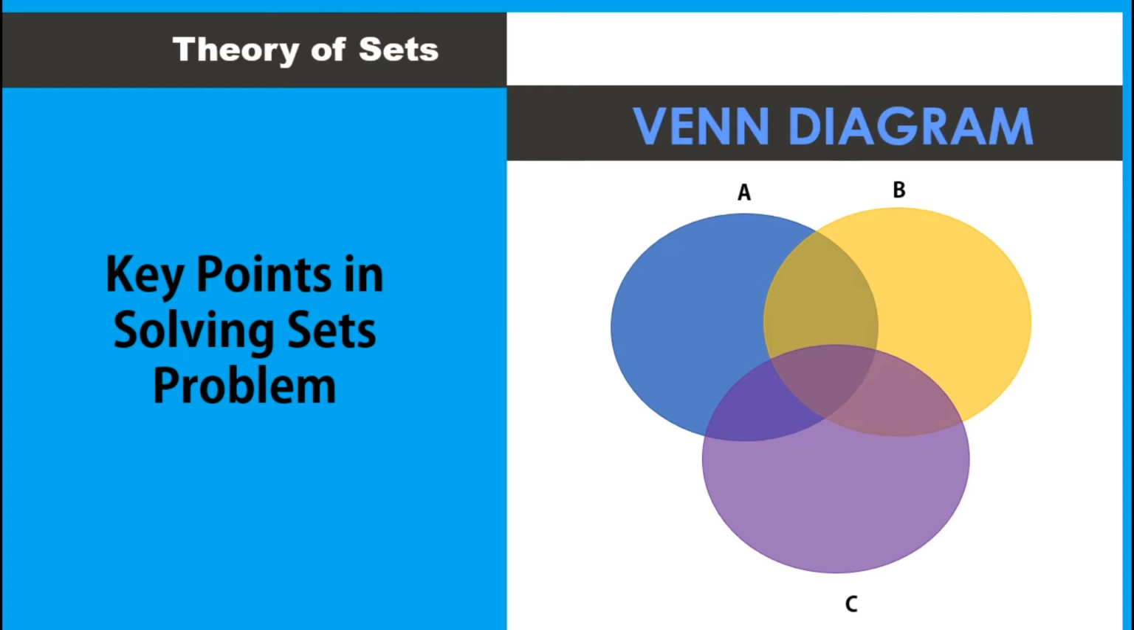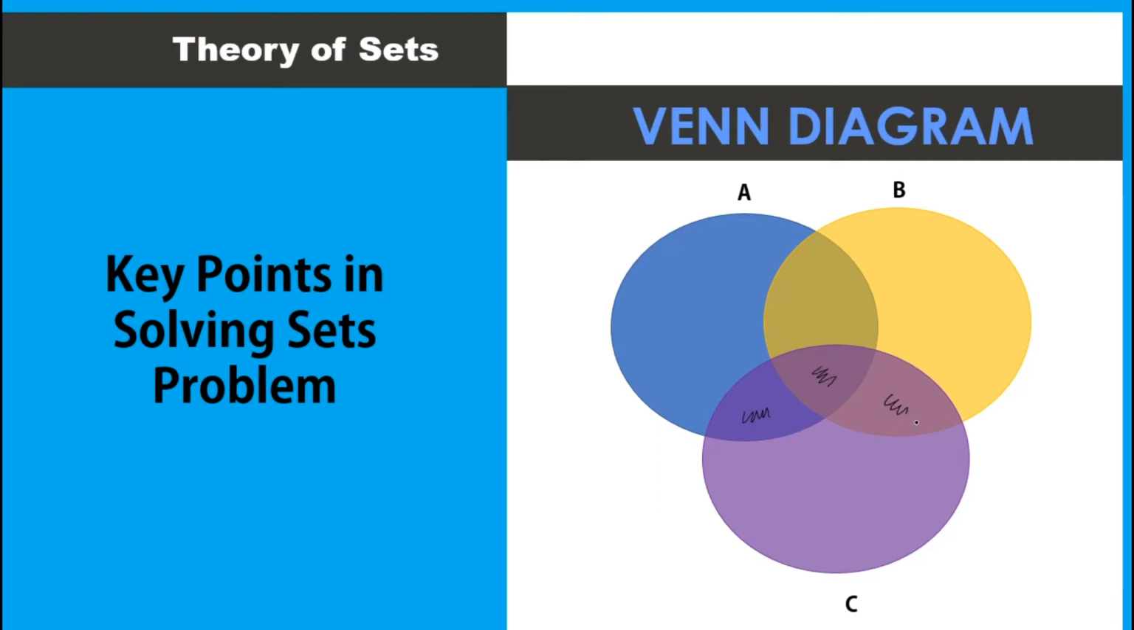In this Venn diagram, let me explain this to you. This middle part is the intersection of A, B, and C. It means that the elements contained here are found in set A, set B, and set C. This portion is the intersection between set A and set C. It means that the elements here are contained in both A and C.